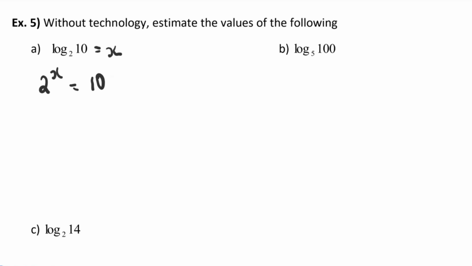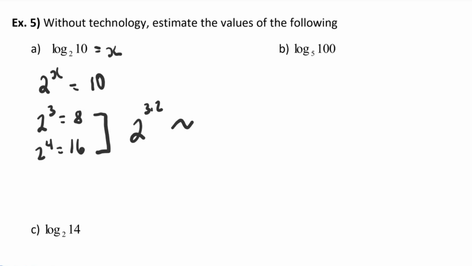All right, so we have certain parts that we need to do. We can say that 2 to the power of 3 is equal to 8. And then the next benchmark would be 2 to the power of 4, which is equal to 16. So it's going to be in between these two. Because 10 is closer to 8 than it is to 16, it's going to be less than, sorry, less than 3.5. So let's say that 2 to the power of 3.2 is approximately equal to 10, which means that log base 2 with the argument 10 is approximately equal to 3.2.